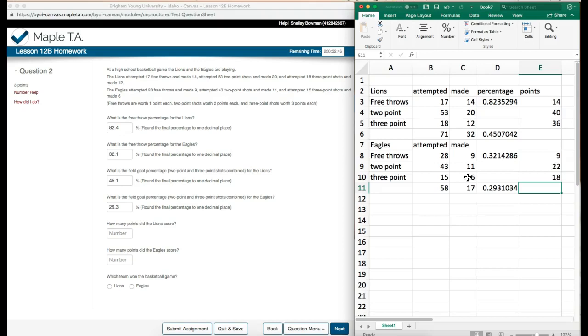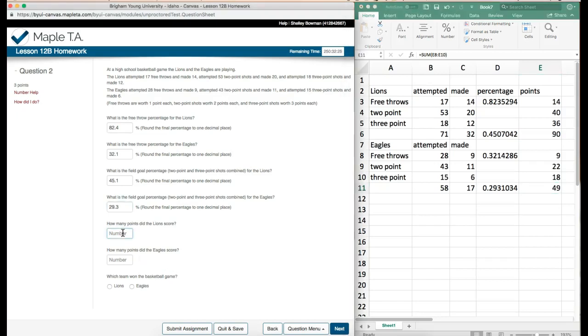And then we want a total of those. So we can add those, or we can do a sum, whichever way you prefer. We can do the sum of these. And same for here, equals the sum of these, or you can just add all of those together. And so we have 90 total points and 49 points here. And we can put that over here. The points that the Lions scored was 90 points, and the points that the Eagles scored were 49.